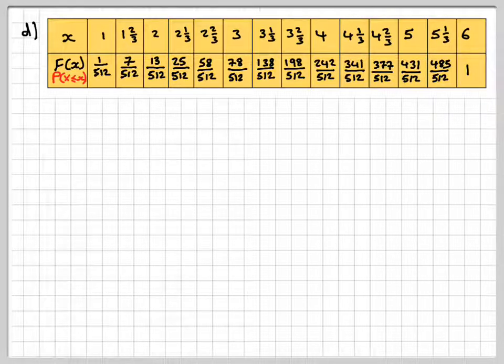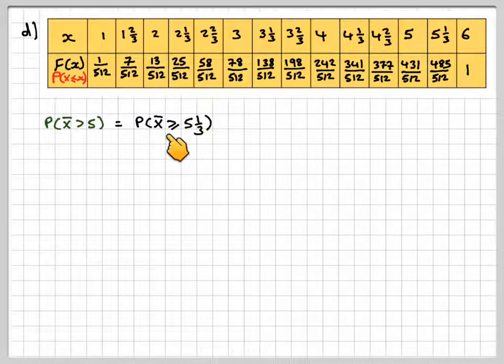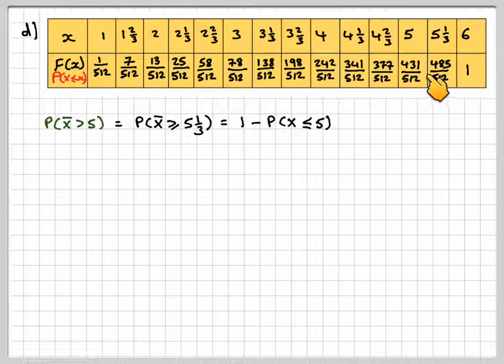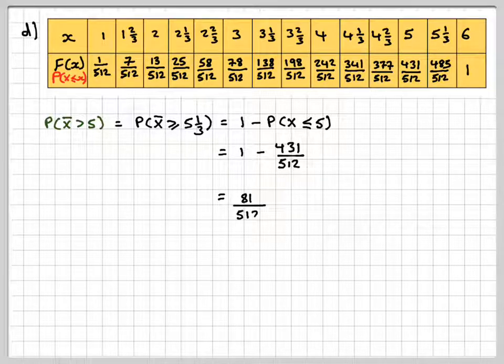Right, now we can use the cumulative distribution table to answer the problem, or you could use the other one as well, as long as you know how the table works. We want the probability that the mean was greater than 5. That means we must consider the probability greater than or equal to 5 1/3. So we're going to consider this part of the table here. To get that, we do 1 minus all of these, the sum of all of these. So it's going to be 1 minus 431 over 512, which is 81 over 512.